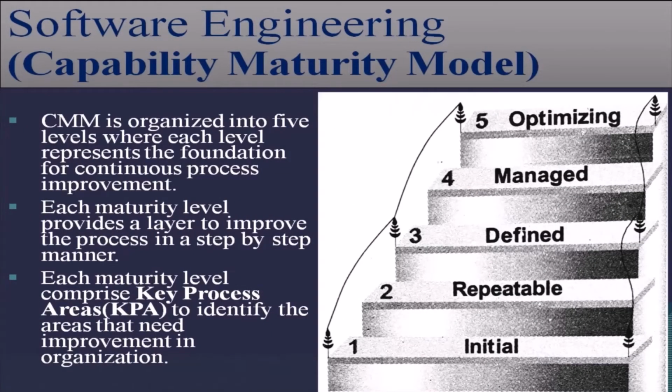The capability maturity model is organized into 5 levels where each level represents the foundation for continuous process improvement, and the levels of CMM are initial, repeatable, defined, managed and optimizing. The figure shows the 5 levels of CMM. Each maturity level provides a layer to improve the process in a step-by-step manner, and each maturity level comprises key process areas to identify the areas that need improvement in the organization. That is the key process areas.